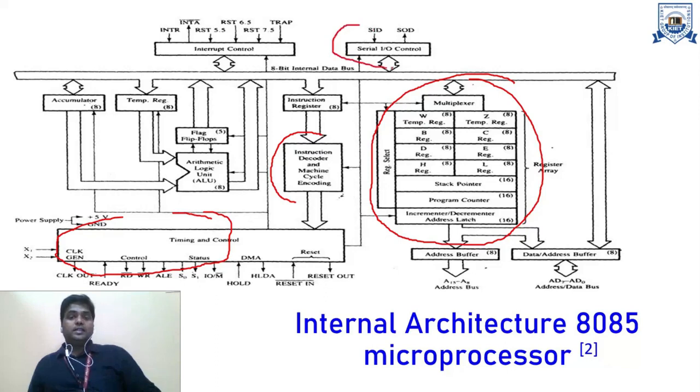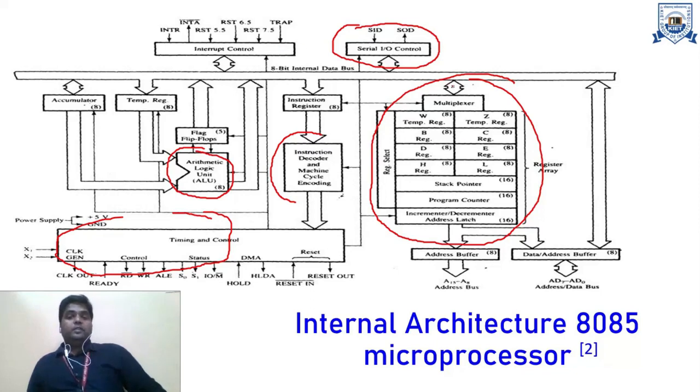This one is the serial input output control unit, by which we perform serial input as well as serial output communication through external memory. The next one is the flag register, and the arithmetic and logic unit. So this architecture is divided into some basic functional units.